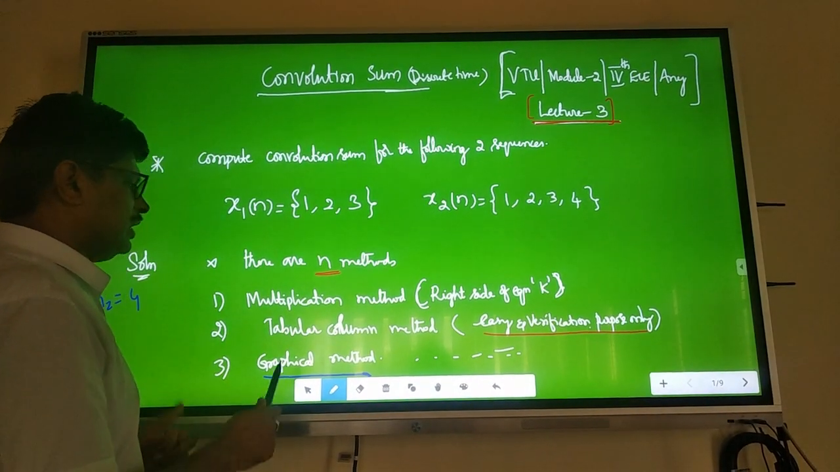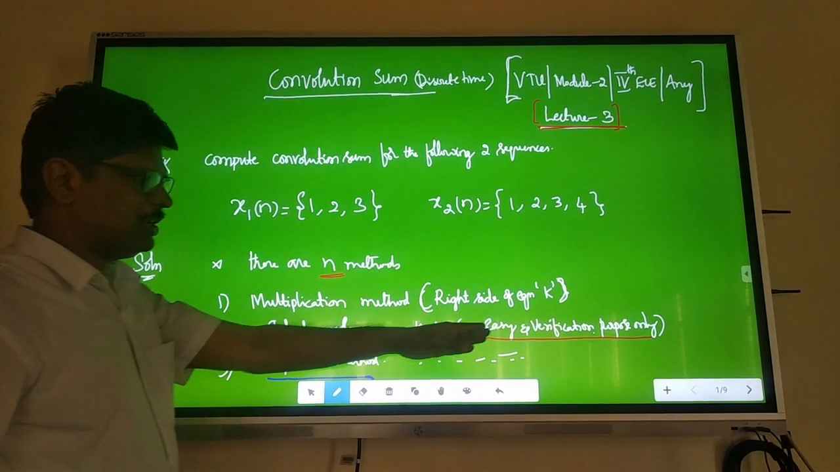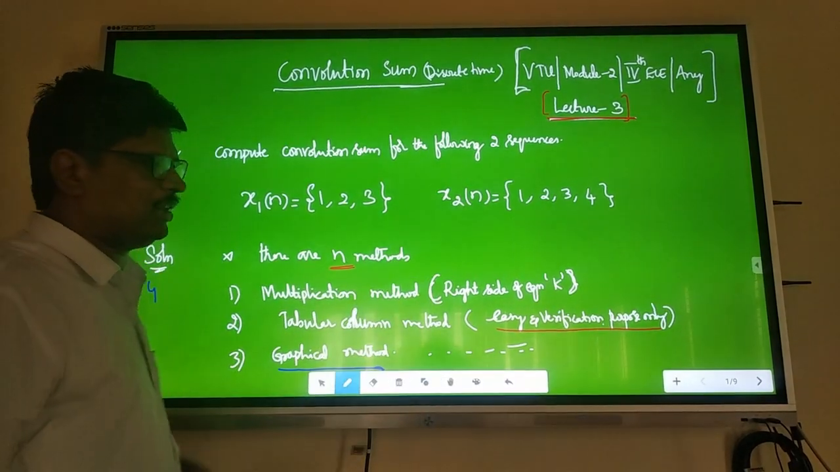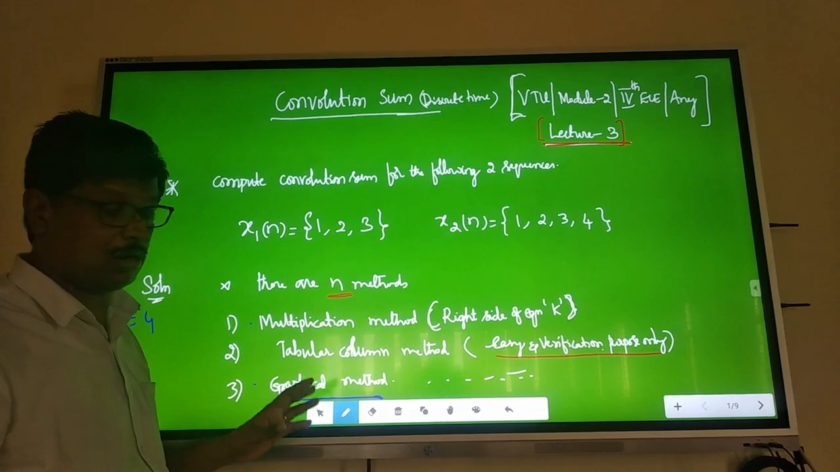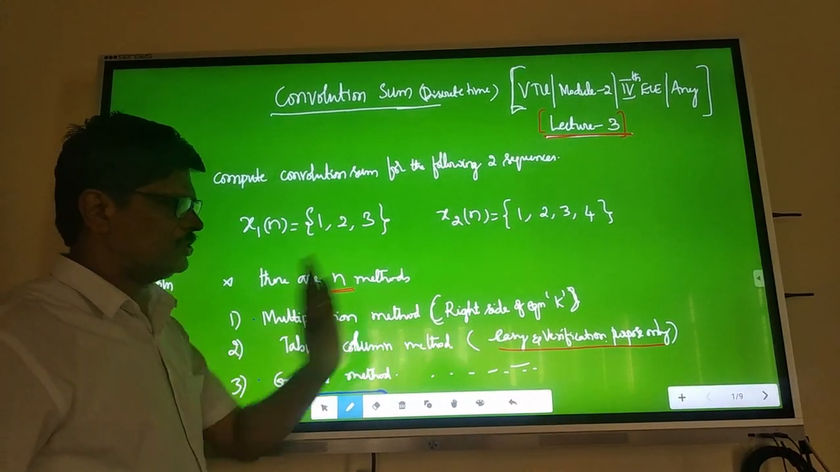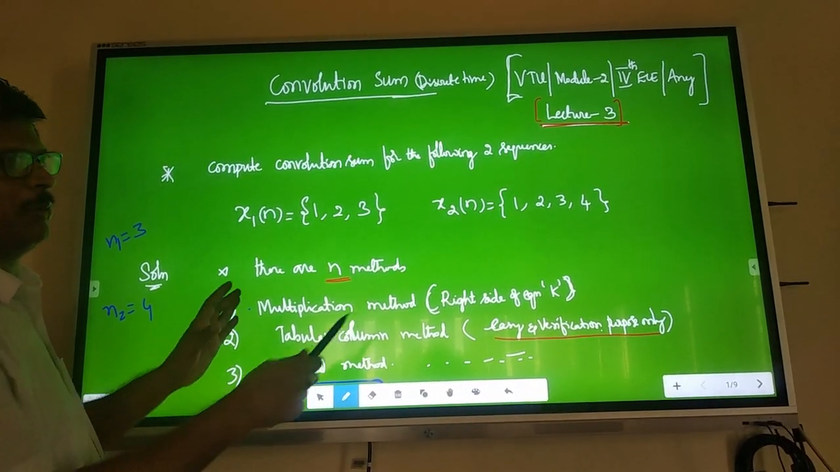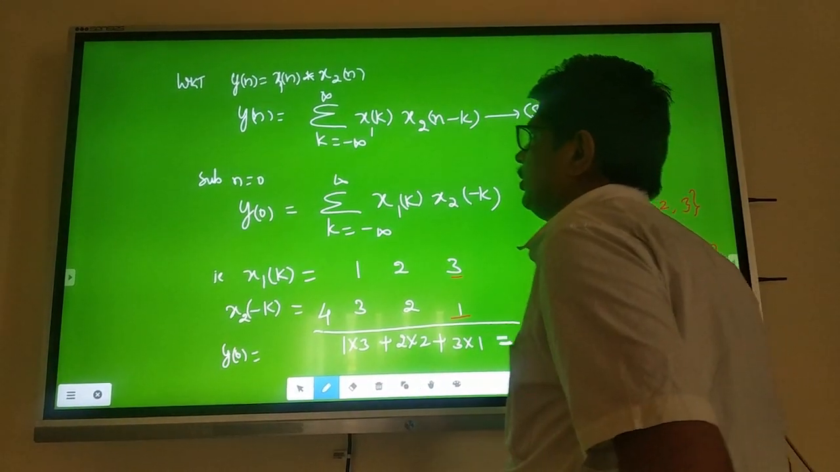The second one is the tabular column method. That is very, very easy, and it is to be used only to verify. Don't use it in exams or anywhere else. It is just to check whether whatever I have done is right or wrong, within 1 minute, within 3 to 5 seconds. Then you finish up. Very interesting, to check whether the signal processing is right or wrong. Let me show the process.